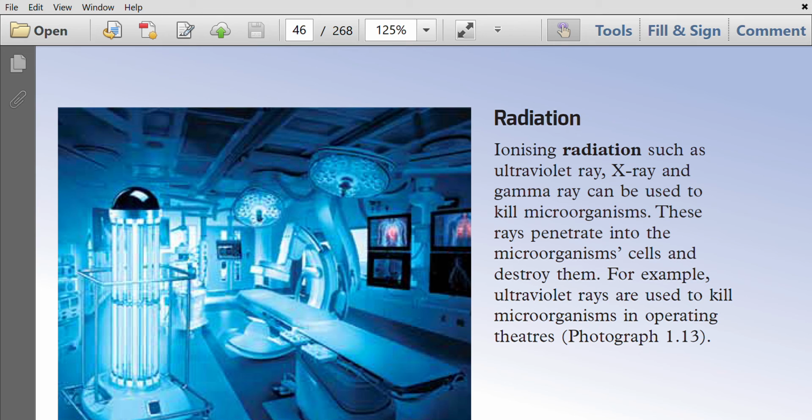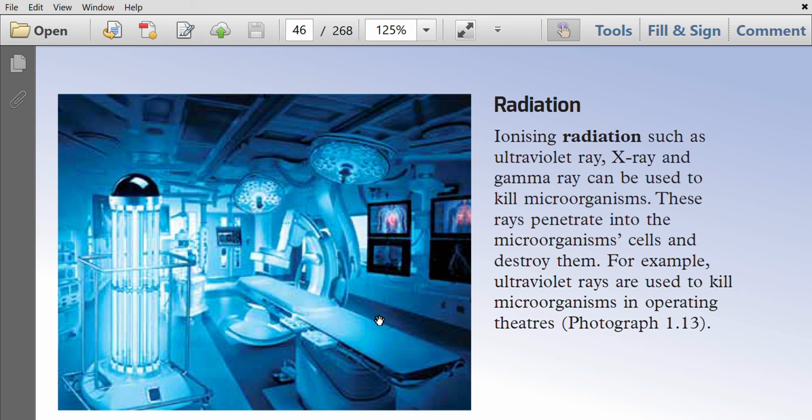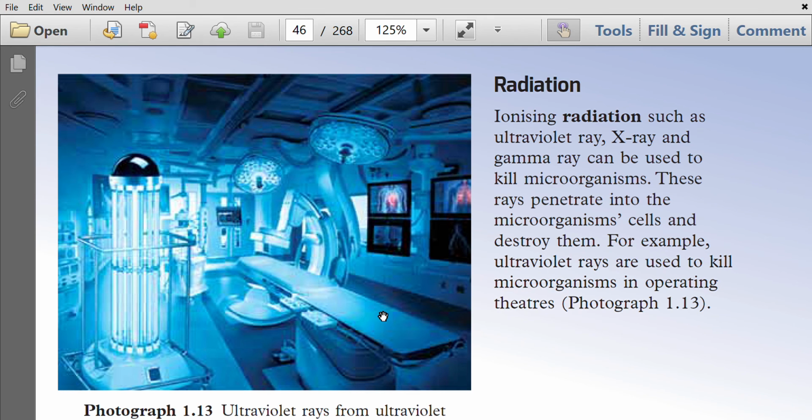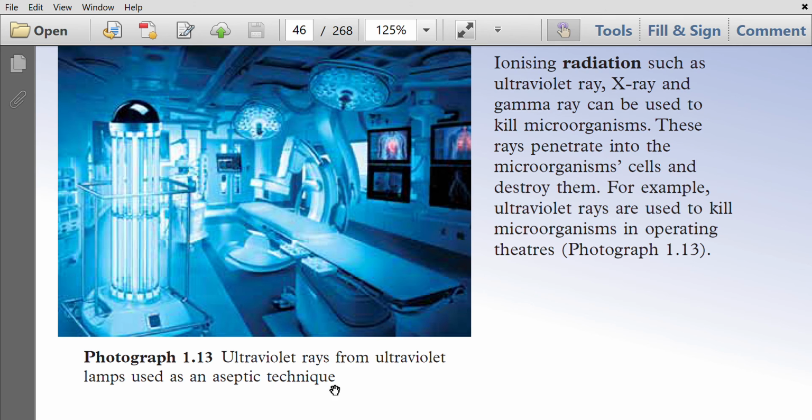They penetrate the microorganism's cell and kill it. For example, ultraviolet rays are used to kill microorganisms in operating theater, where they use rays to kill microorganisms. Ultraviolet rays from ultraviolet lamp are used as an antiseptic technique. Bluish color, ultraviolet.